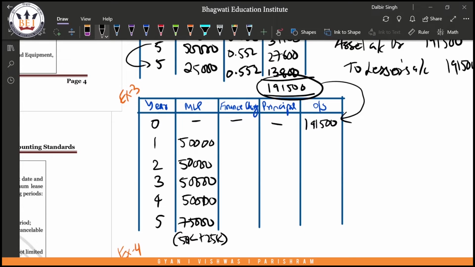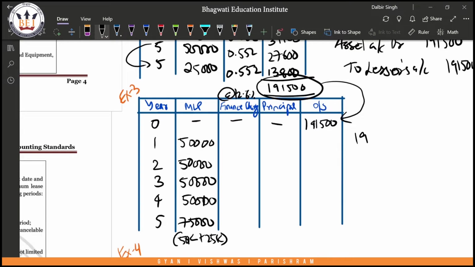Okay, now finance charge, the question is, finance charge will be at what percentage? It will be at 12.6 percent. That is nothing but the constant rate of interest, nothing but the implicit rate of interest. So what will be my finance charge for the first year?